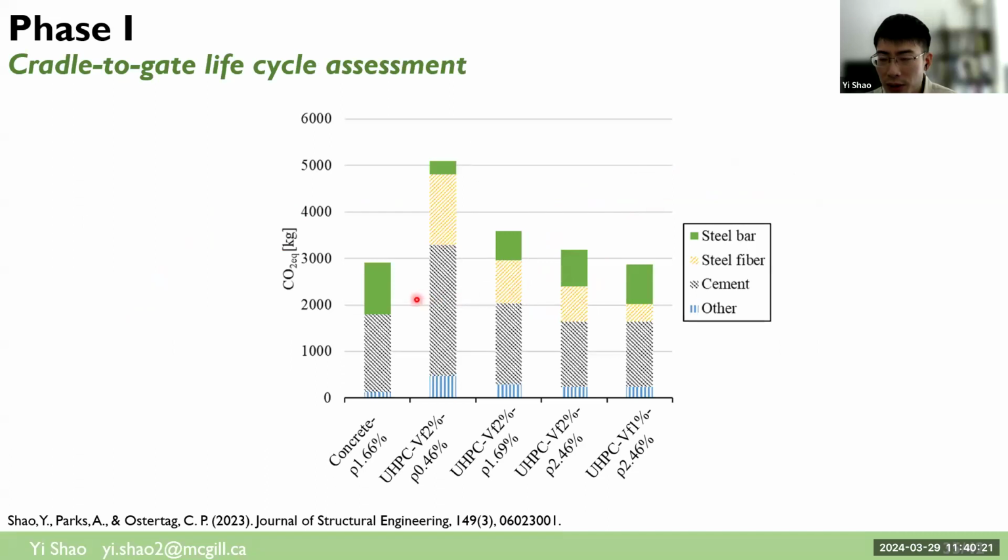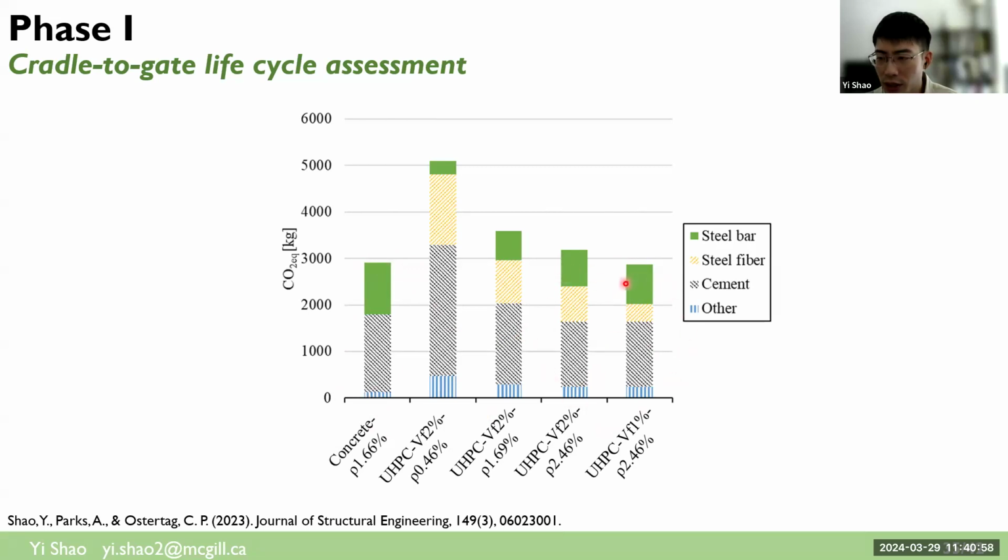And then when we are comparing the cradle-to-gate carbon footprint, the first column is a concrete beam, and these columns are the UHPC beams. So we can see that if we can utilize the high reinforcing ratio and significantly reduce the UHPC beam cross-section size and therefore UHPC beam material usage, the UHPC beams can actually show a similar initial carbon footprint as the concrete beam.